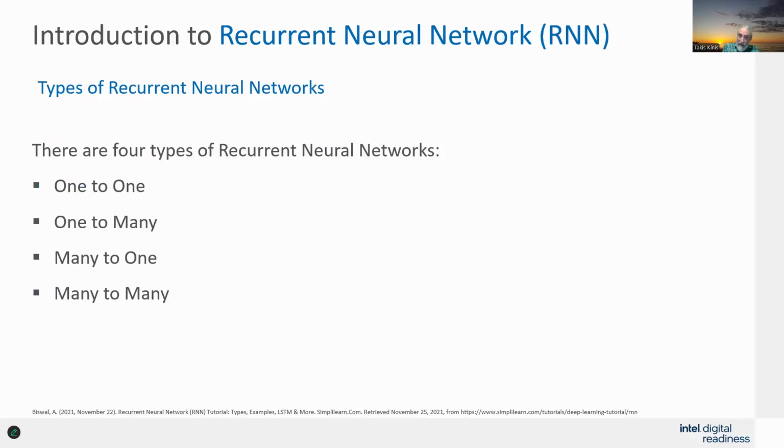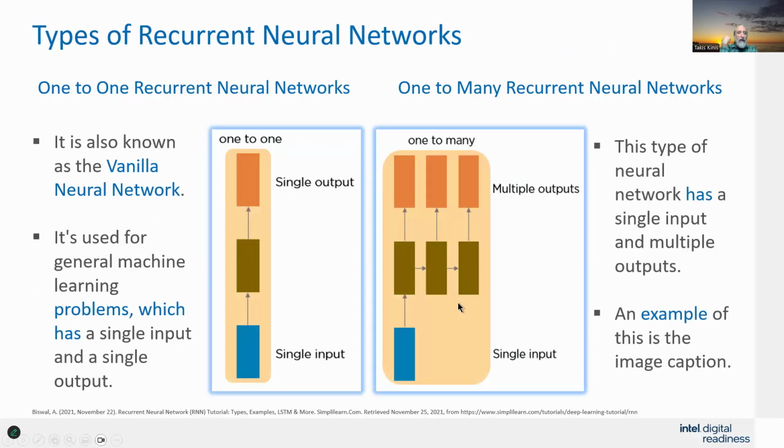A bunch of different types of these, right? And in database terminology, you'll recognize this when it comes to forming table relationships, where recurrent neural networks have the same features. We have one-to-one, one-to-many, many-to-one, and many-to-many types of connections here.